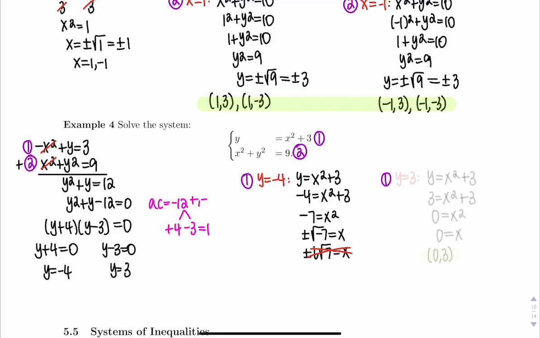y equals 3. So y equals x squared plus 3. Well, that's 3 equals x squared plus 3, or 0 equals x squared. And so we get that x equals 0. And so our point would be 0, 3.